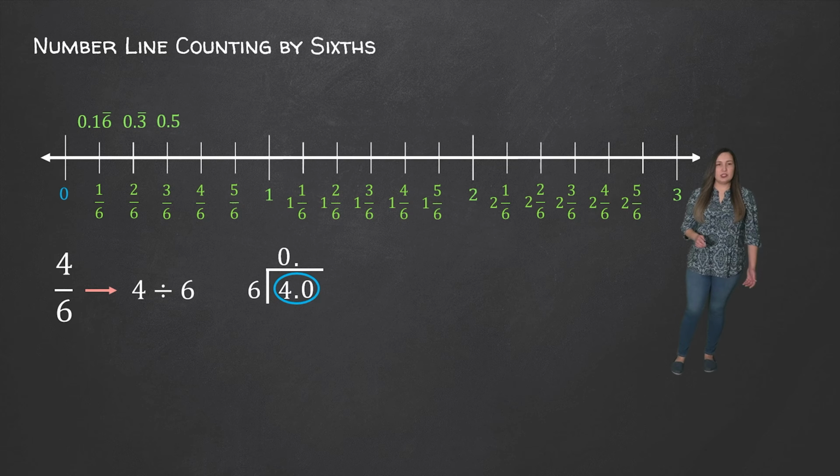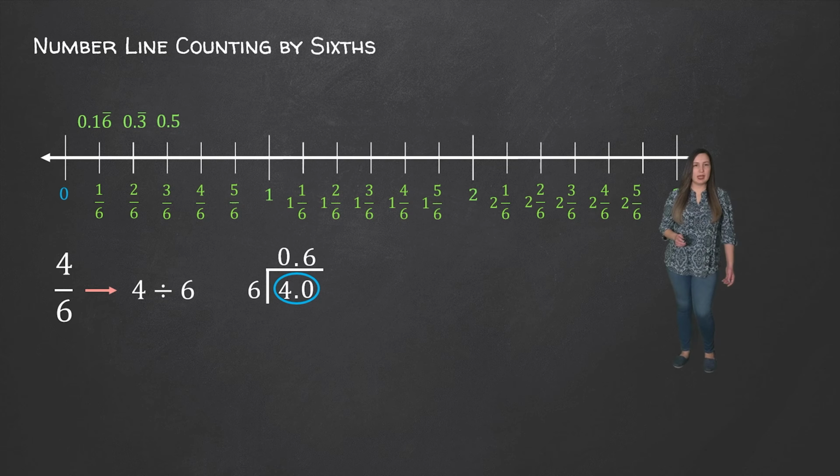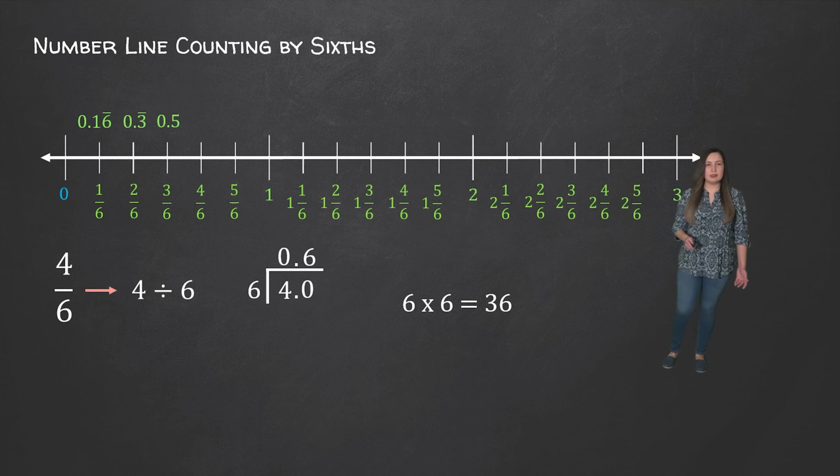Then we ask ourselves, how many times does 6 go into 40? Well, 6 goes into 40 6 times, and that's because 6 times 6 is equal to 36. So 40 minus 36 now is equal to 4. Because we have a remainder, we're going to go ahead and add another 0. Once we bring it down, we get 40 again.